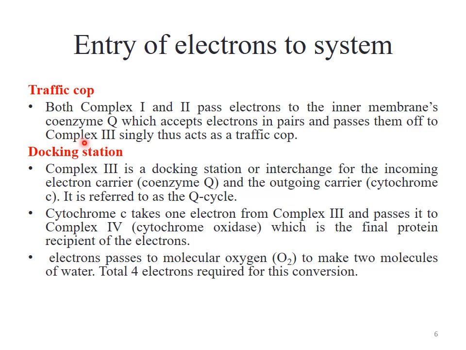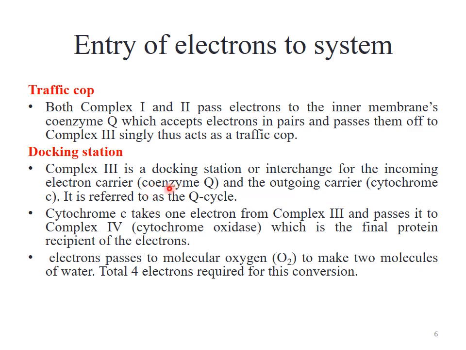Next is the docking station. Here we see electron transfer started from complex 1, and it finally reaches complex 3, where it gets deported or interchanged to other specific molecules. So complex 3 is called the docking station, or dropping station, or interchange for the incoming electrons, which are regulated by coenzyme Q, and the outgoing carrier cytochrome C.